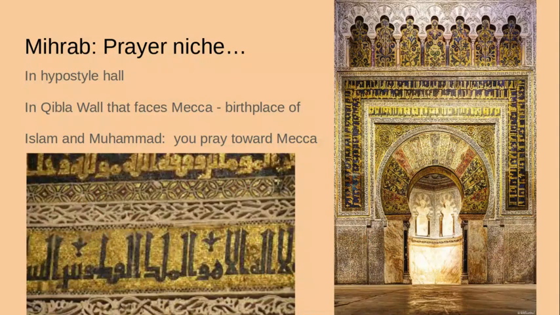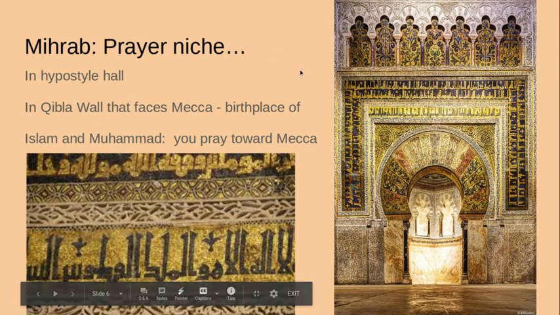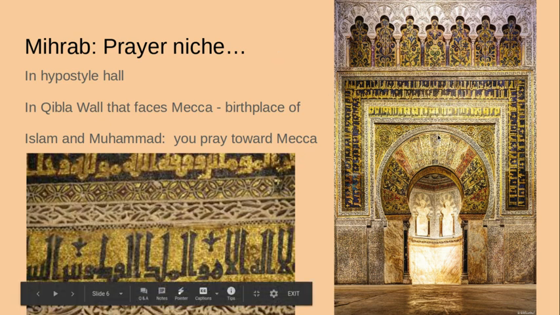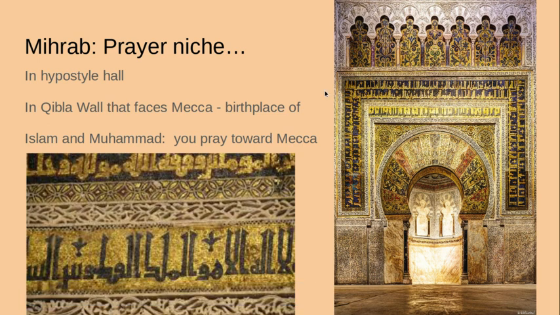Now, in the hypostyle hall, where the people would come to pray, you face something called the mihrab, and I spelled it here for you. And this is the image that you need to know for College Board. The mihrab is a prayer niche cut out into a wall. It'll be the most ornamental part of any mosque. It's where the person would stand to lead the prayer.